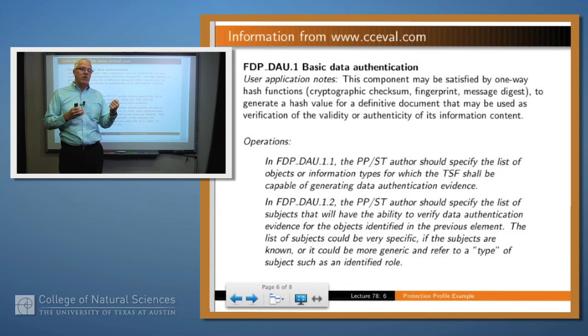And the reason they reference this section from the documentation is that this tells anyone who's going to implement this system what are legitimate ways of accomplishing this. So for example, cryptographic checksums, fingerprints, message digests, those are all ways that one might look at to get basic data authentication. And the idea here is that if you come up with a different mechanism, then you're going to have to argue that that mechanism actually accomplishes this. But if you use any of these standard mechanisms, then the community has already said, well, these are legitimate ways to accomplish this goal of basic data authentication. And so you don't have to work nearly as hard.